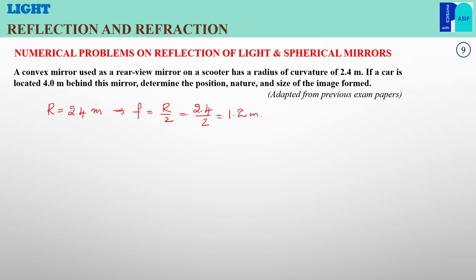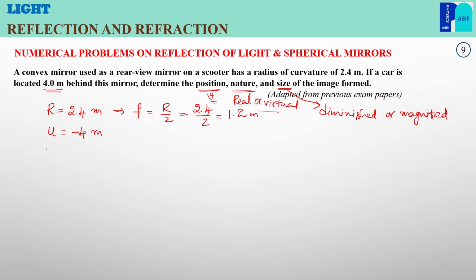And the next step, if a car is located 4 meters behind this mirror, the meaning is, okay, the car is behind the scooter. That means the car is at a distance of 4 meters from the reflecting surface of the convex mirror. The object distance, that is u, is equal to how much? 4 meters. So always we take the object distance as negative, therefore it is minus 4 meters. And what we need to find out? Determine the position. So position means the position of the image, that is V. Nature of the image, that means whether it is a real image or virtual image. Okay, real or virtual. And third one is size. So these are the things we need to find out.